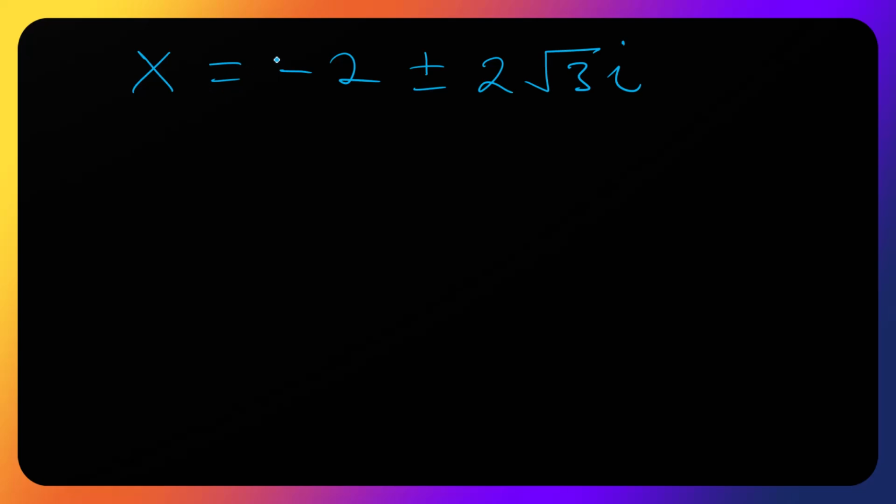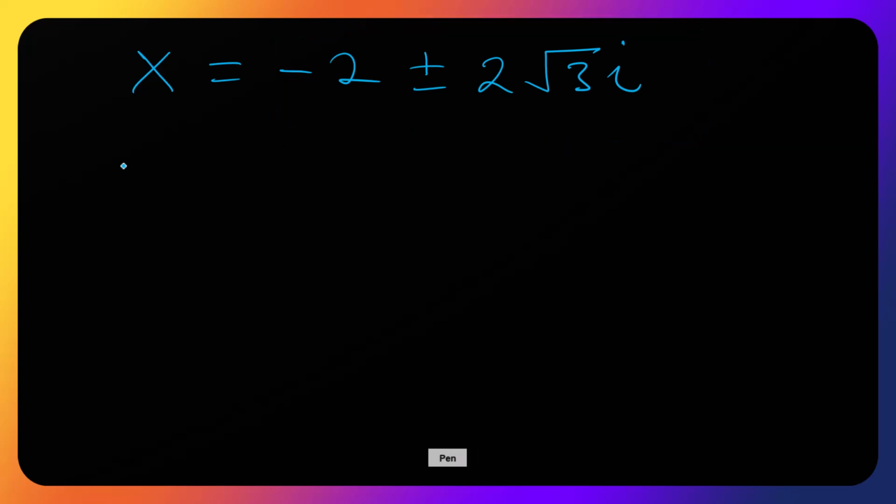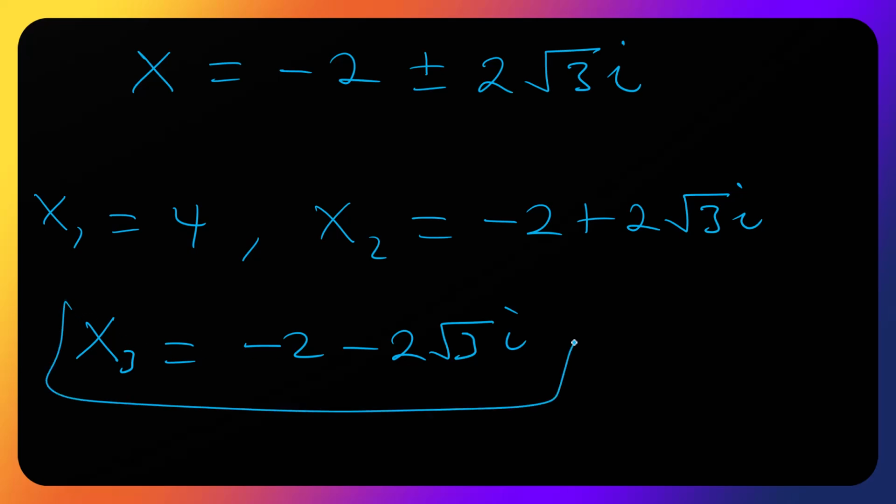So these are the complex part of the question. We have two additional solutions. So the first one is 4. So x1 is 4. That is the real part. And then we have two complex solutions. Minus 2 plus 2 root 3 i. Then we have the third solution. Minus 2 minus 2 root 3 i. So these are the solutions to the question.